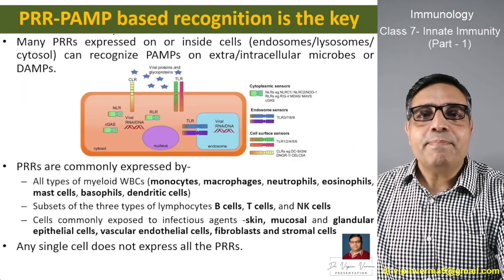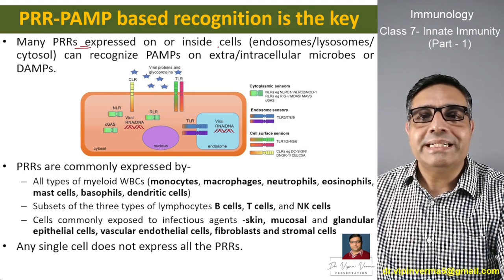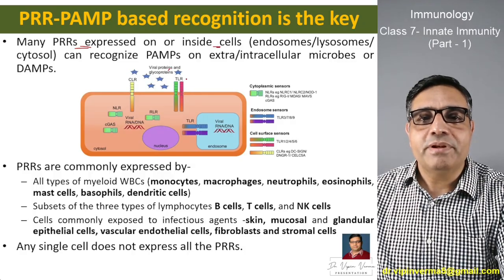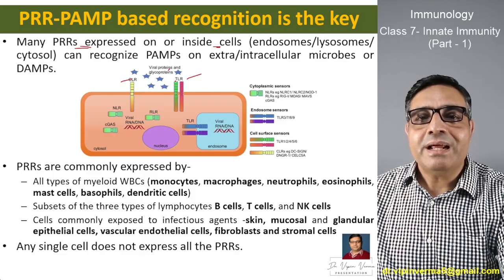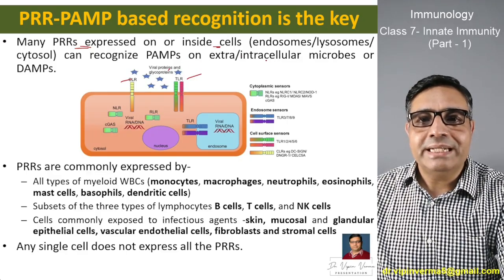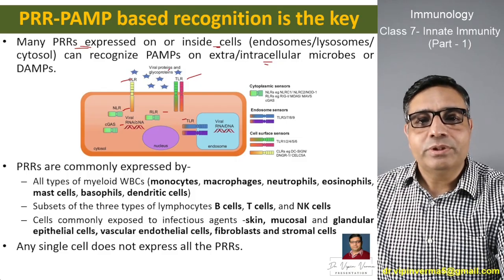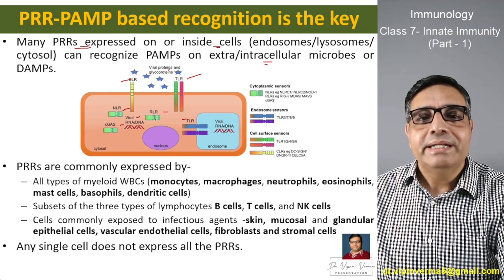Now, if we see the PRR PAM based recognition, many PRRs are expressed on or inside cells. There are certain PRRs present on the membranes. For example, we have TLRs and CLRs, which are the membrane bound PRRs. But there are certain PRRs which are present inside the cell, intracellular also. Here you can see NLR, RLR, cGAS, and some TLRs are also present inside the cell so that they can recognize components of the microbes, for example the viral RNA or DNA.